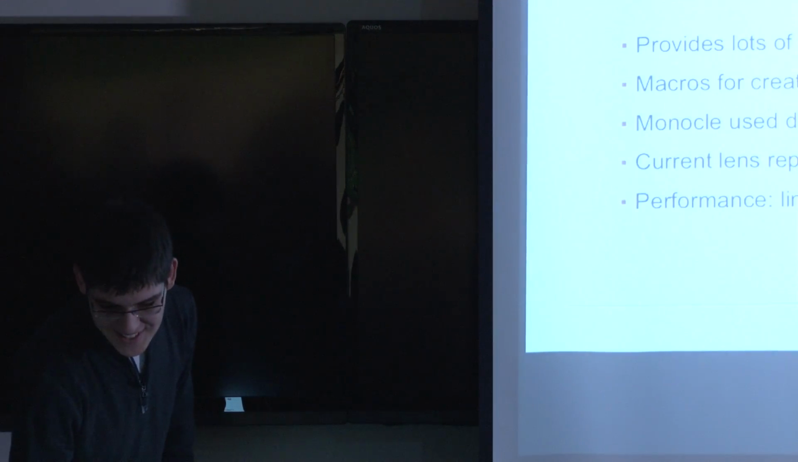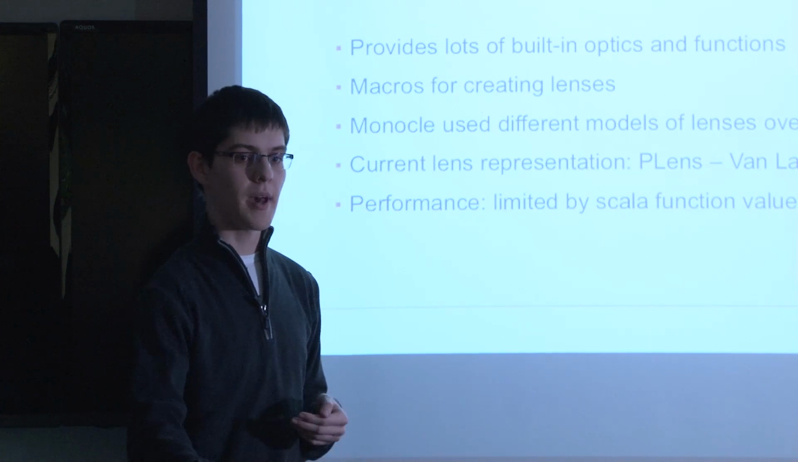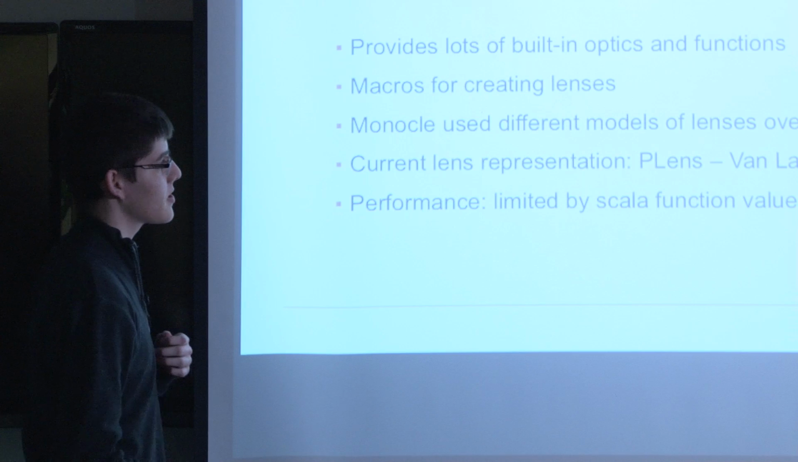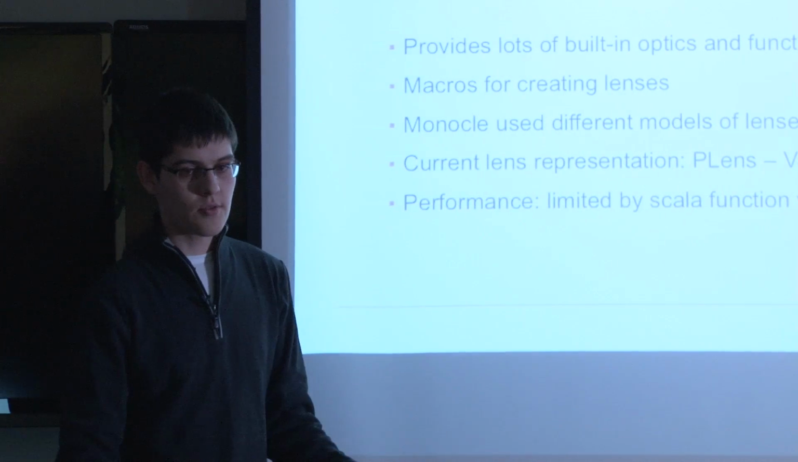Yeah, great. So, good. A bit about the library, Monocle. It provides a lot of built-in functions and optics. For example, accessing a key at a map. Maybe it is there, maybe it is not. JSON, for example. We don't know the structure of JSON.